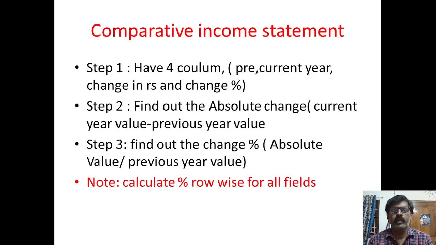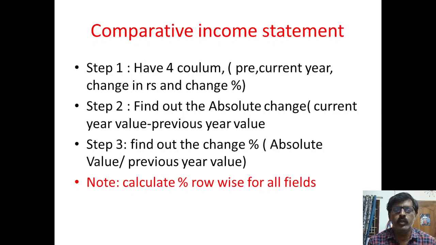Step number 1: excluding the particulars column, you have 4 columns. The second column is the previous year, the third column is the current year, and the fourth one is changes: absolute change, which is expressed in terms of rupees, and finally change percentage. And we have to fill all the columns.